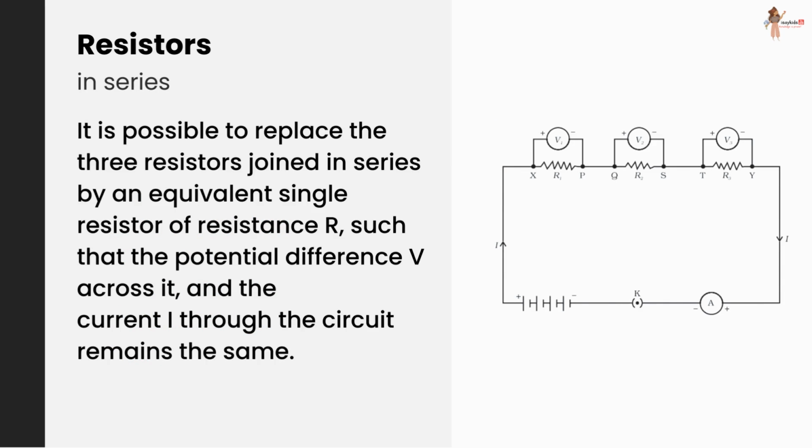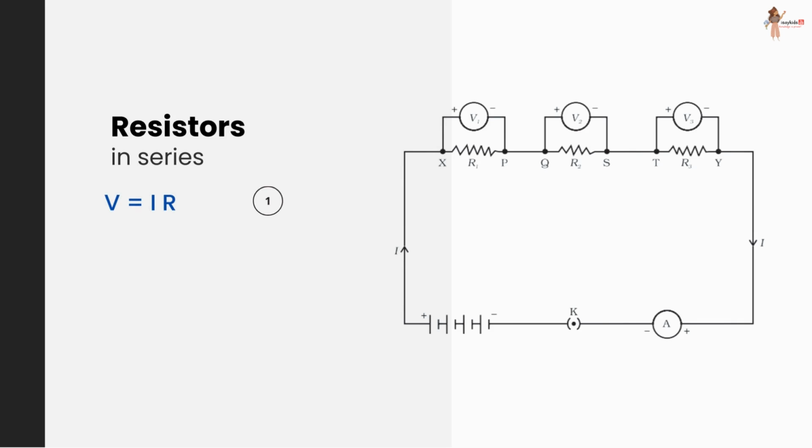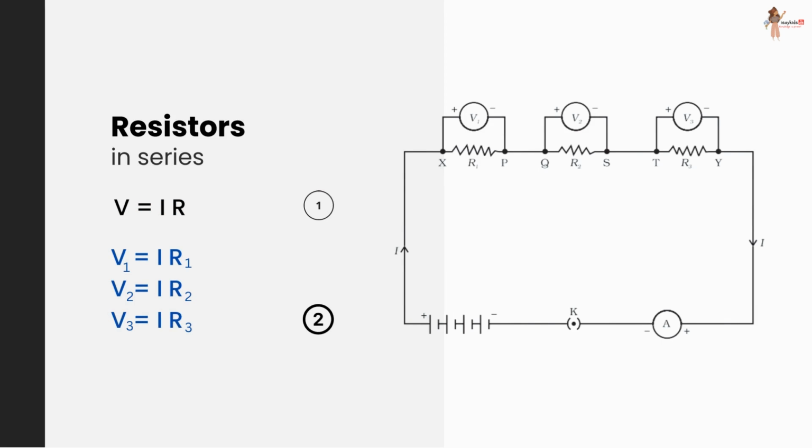It is possible to replace the three resistors joined in series by an equivalent single resistor of resistance R, such that the potential difference V across it and the current I through the circuit remains the same. Applying Ohm's law to the entire circuit, we have V is equal to IR. On applying Ohm's law to the three resistors separately, we further have V1 equal to IR1, V2 equal to IR2 and V3 equal to IR3.